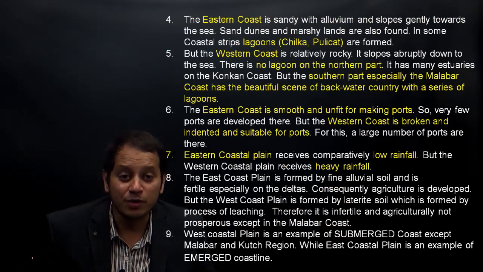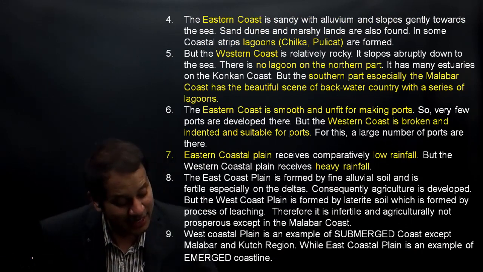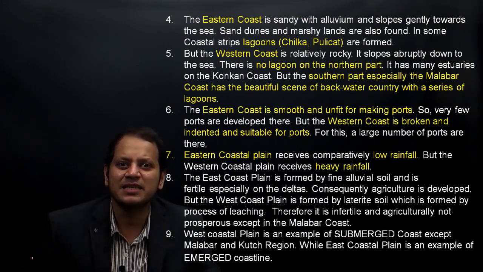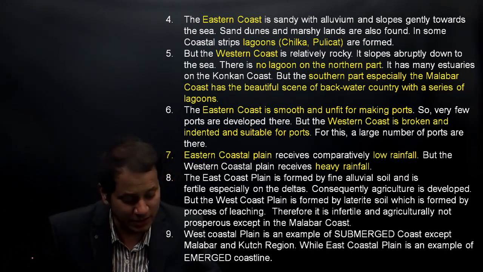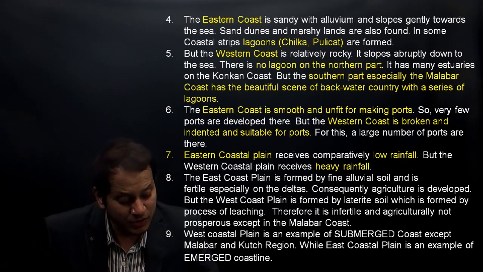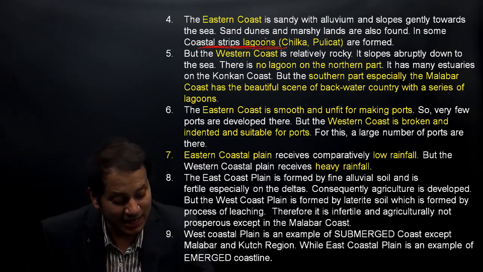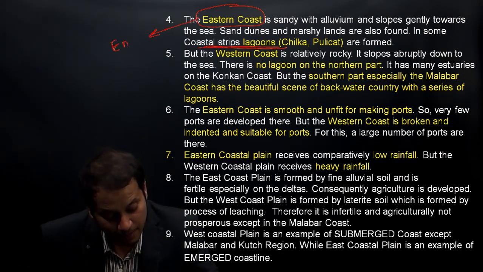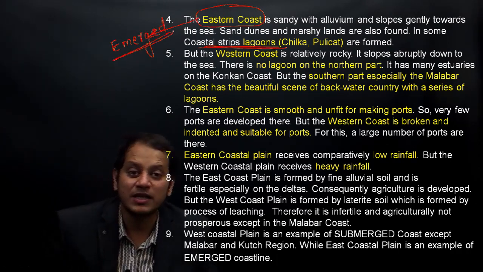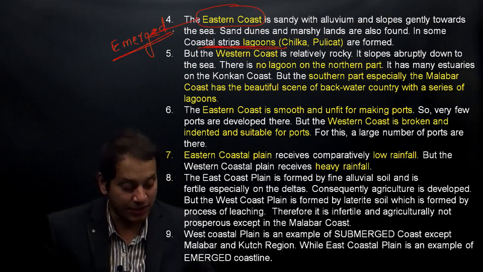Now, the fourth point, the east coastal plain is sandy with alluvium. Alluvium means, obviously, what a river has deposited, and it slopes gently towards the sea. Sand dunes and marshy lands are also found, not important. In some coastal strips on the eastern coast, there is lagoon. Why are there lagoons on the eastern coast? Because, as I told you, the east coastal plain is an example of emerged coastline. Because it is an emerged coastline, there is a lagoon in this region.